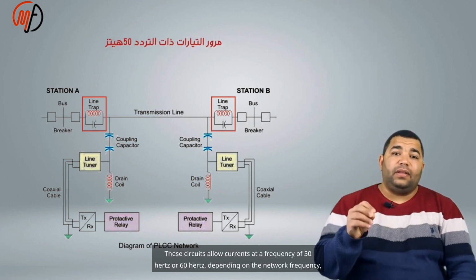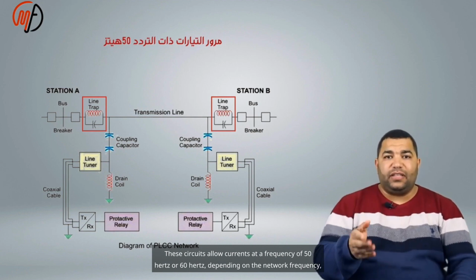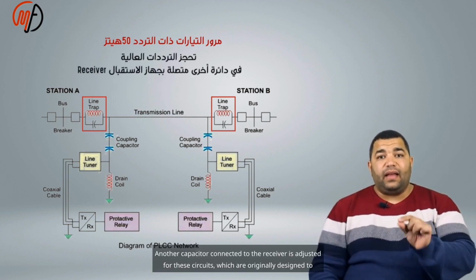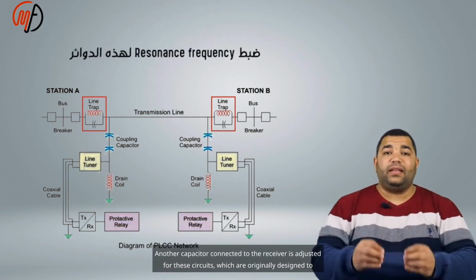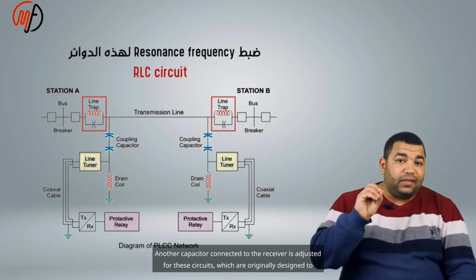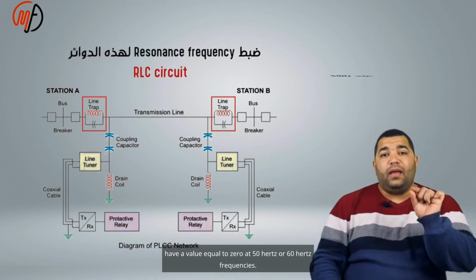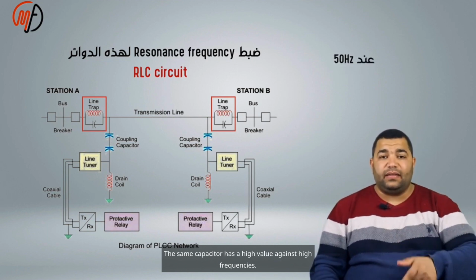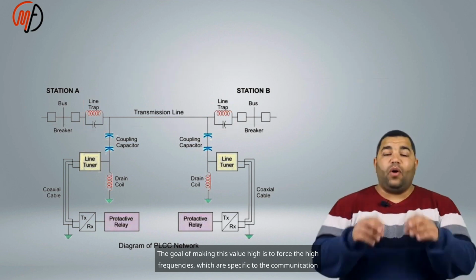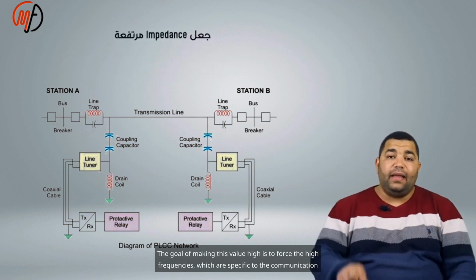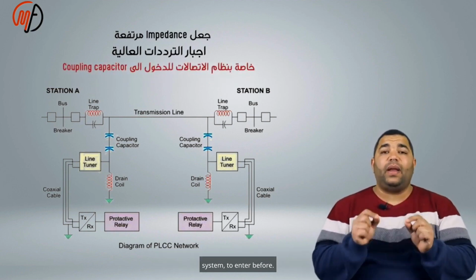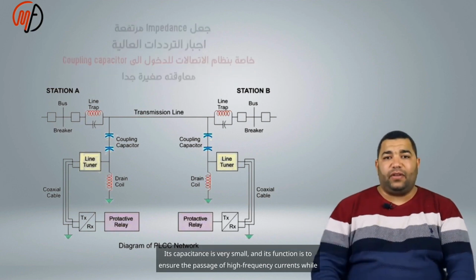These circuits allow currents at a frequency of 50 Hz or 60 Hz, depending on the network frequency, while blocking high frequencies. Another capacitor connected to the receiver is adjusted for these circuits, which are originally designed to have a value equal to 0 at 50 Hz or 60 Hz frequencies. The same capacitor has a high value against high frequencies. The goal of making this value high is to force the high frequencies, which are specific to the communication system, to enter first. Its capacitance is very small.